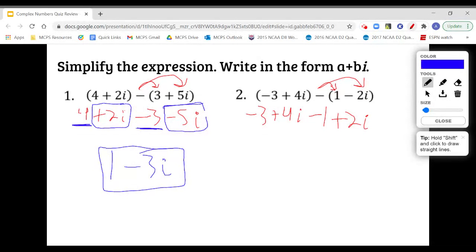Once I've distributed it, I'm looking for like terms. Negative 3 and negative 1 are my constants. Positive 4i and positive 2i are my imaginary terms. So I have negative 3 minus 1. That is negative 4. Again, negative 3, I'm decreasing by 1, becomes negative 4. If you're having trouble with adding and subtracting negative integers, try it on your own first, but then double check in the calculator. And then I have plus 4i plus 2i. So 4 plus 2 is 6. That leaves me with 6i.